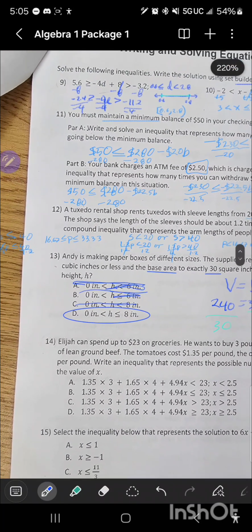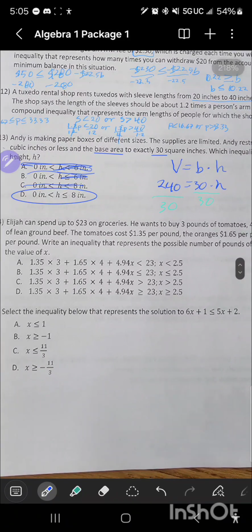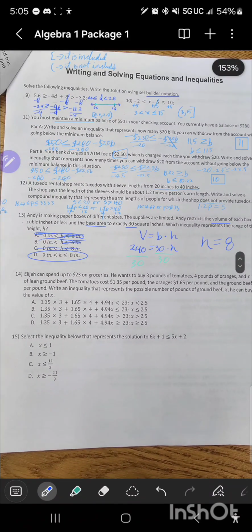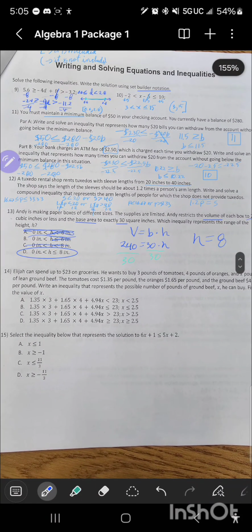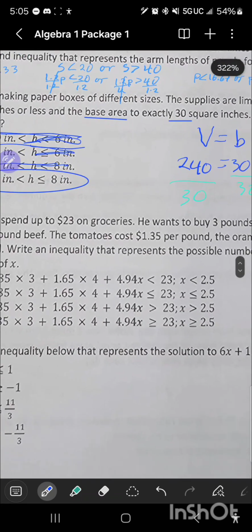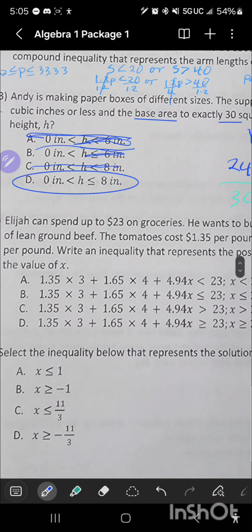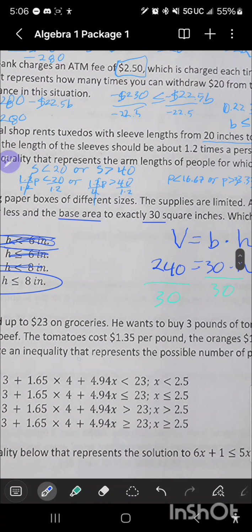Now, question 14. Elia can spend up to $23 on groceries. As I explained before, they are basically saying that he can spend up to, so it can be less than or equal to 23. So here I'm going to write less than or equal to 23.